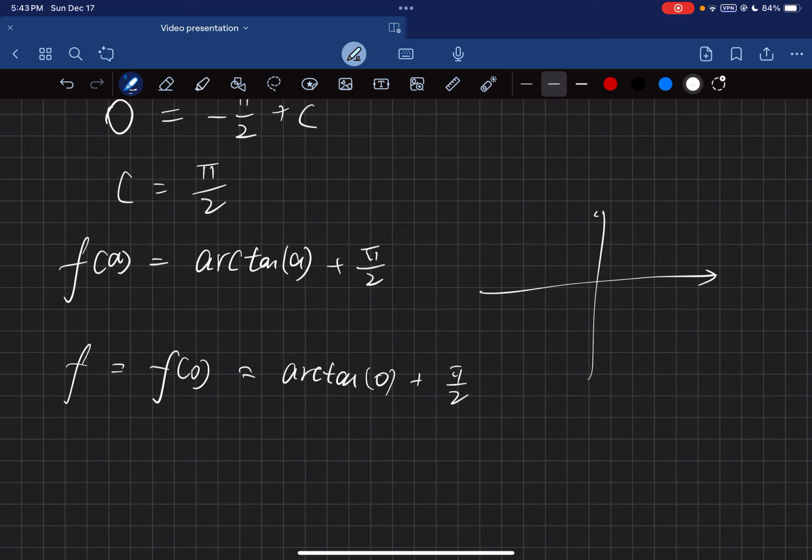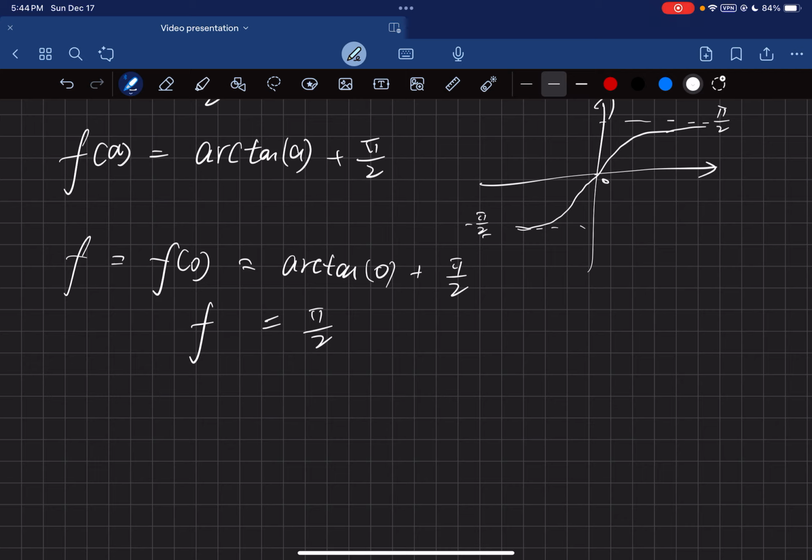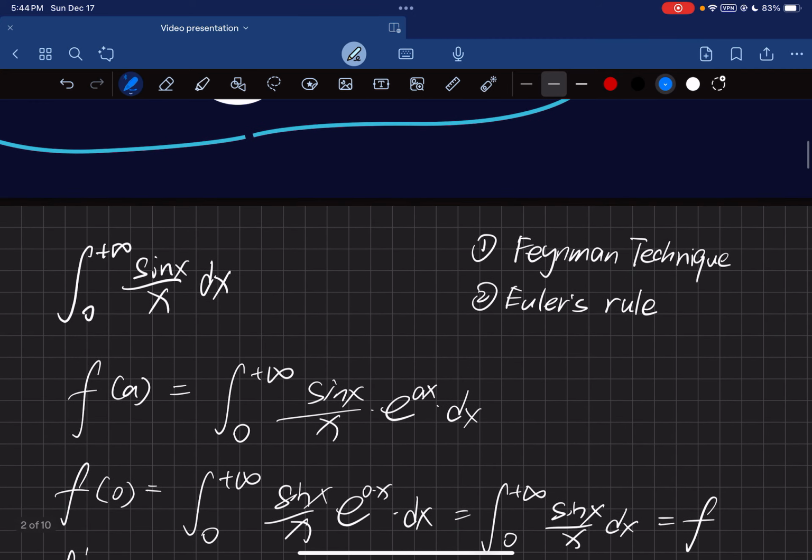As we know, the graph of arctangent is like this. This one approaches pi over 2. This one approaches negative pi over 2. So when the arctangent is 0, the value is 0. So eventually f(0) is pi over 2. So this equation is equal to pi over 2.